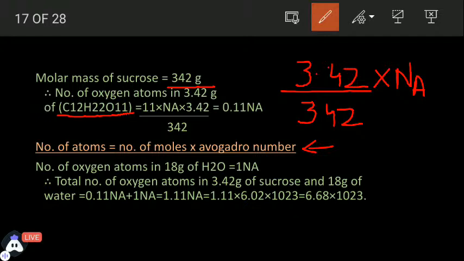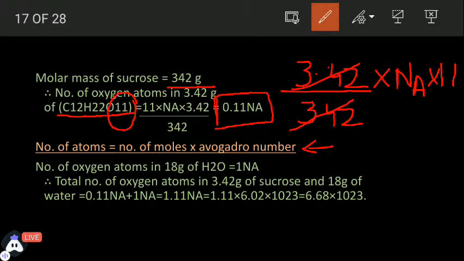Now they are talking about just oxygen atoms in the question. Sucrose contains 11 oxygen atoms, so we will multiply it by 11. If you solve it out, when you reduce it, you will get 0.11 into Avogadro number, if we are particularly talking about oxygen atoms in sucrose. Now, the second part is also there, we have 18 gram of water in the question.